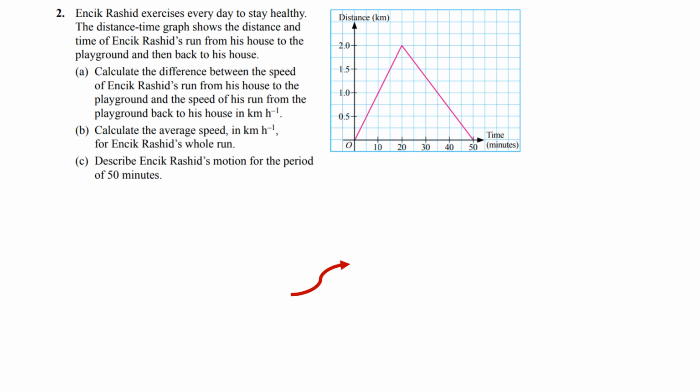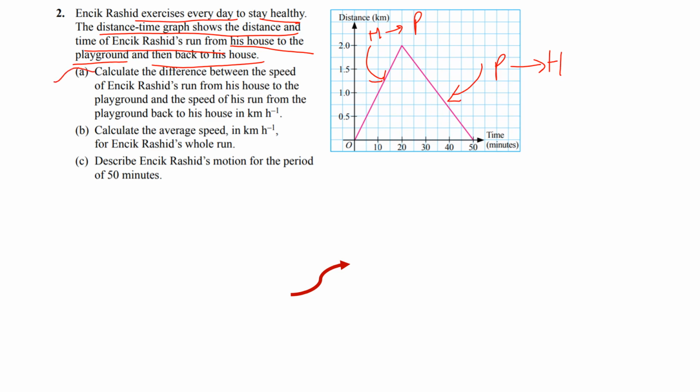Here we go to question 2. Encik Rashid exercises every day to stay healthy. The distance-time graph shows the distance and time of Rashid's run from his house to the playground and then back to his house. So this one is house to playground. This one is playground to house.